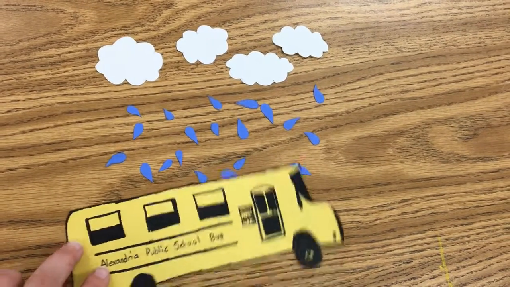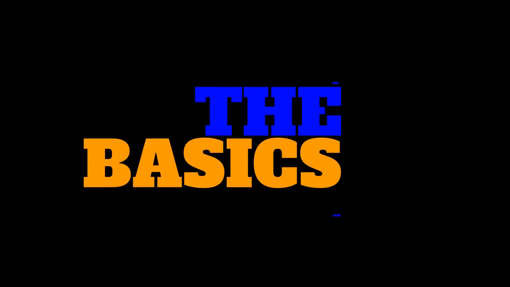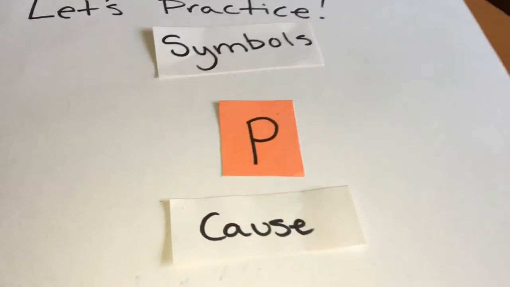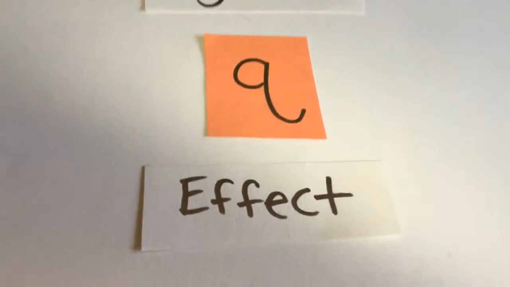This statement is what we will be dissecting into the main points you have to learn. If it is raining, then you take the bus. Let's start with the basics. The conditional statement is broken up into two parts, the cause and the effect. The cause is represented by letter P, and the effect is known as letter Q.